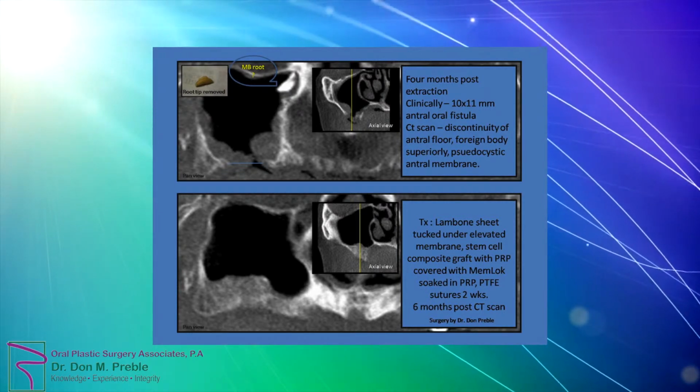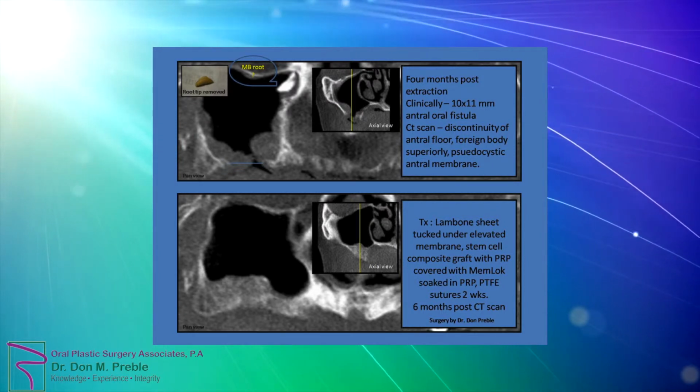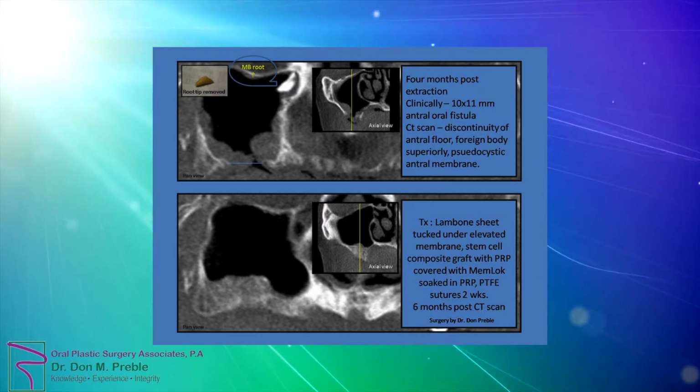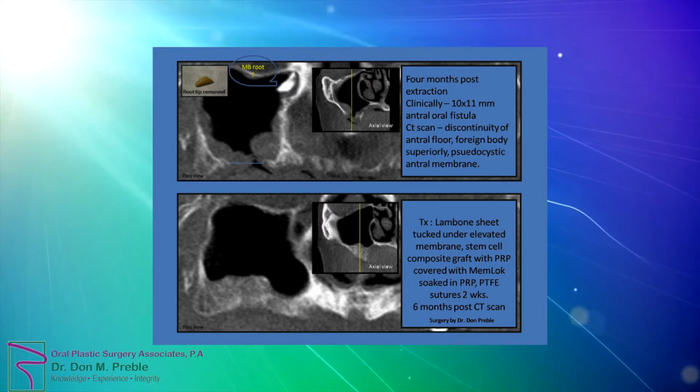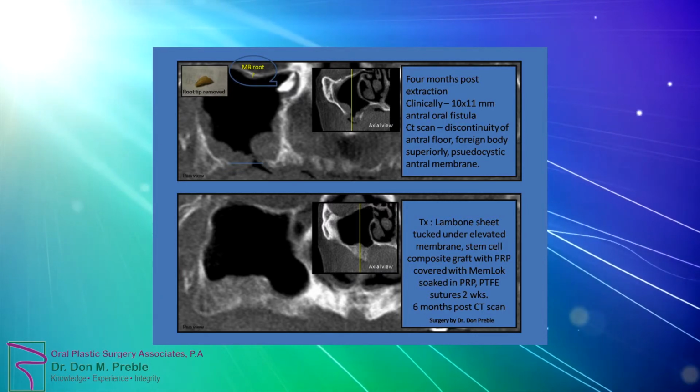You can actually see where the root tip part was removed, and you can see the amount of graft material that we were able to regenerate the alveolar process of the right maxillary sinus, ready for implant placement.